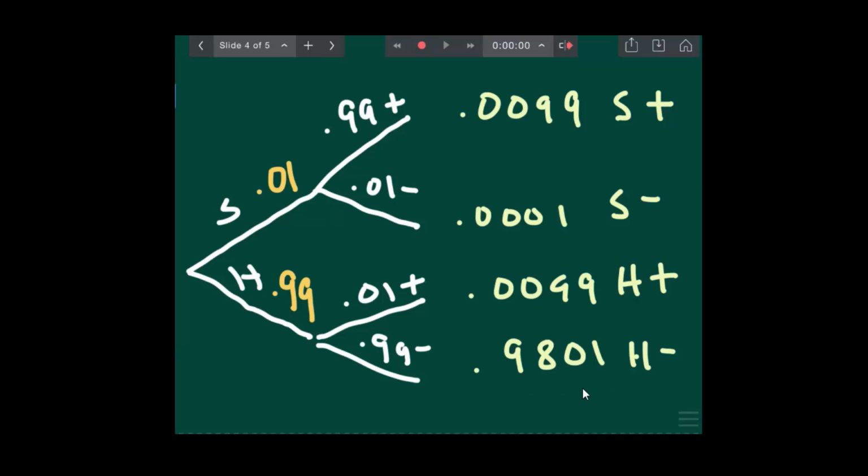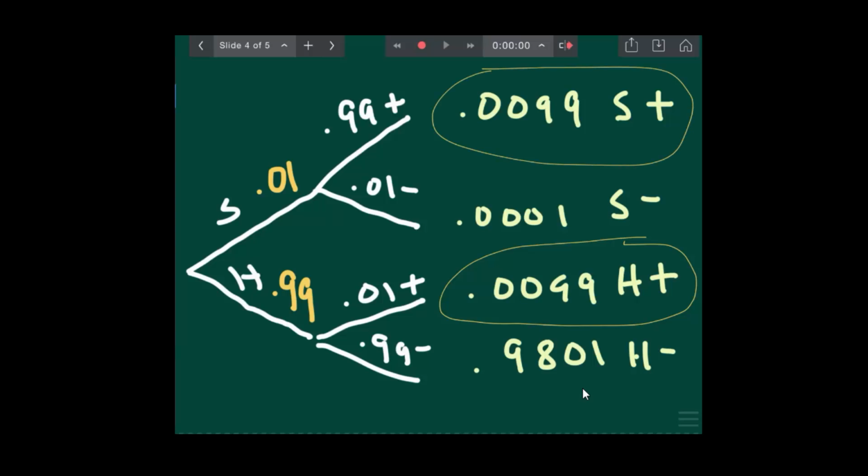But there's the rub. We've already been given that we have a positive test, and that occurs here and here. So we're not talking about the whole population now. We're only talking about people who have a positive result that tells them that they have this illness. And so we're not considering the people that had a negative test, only the people that have the positive test.